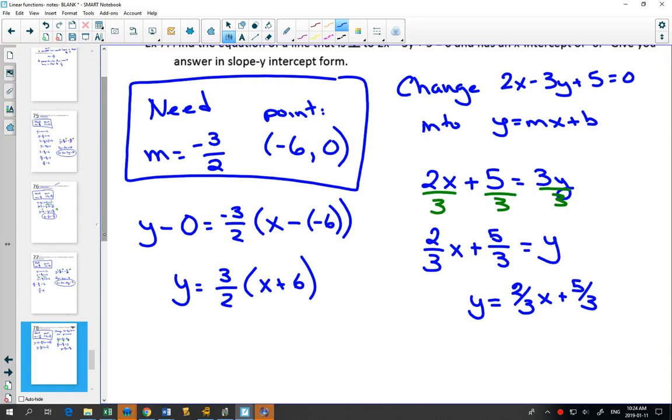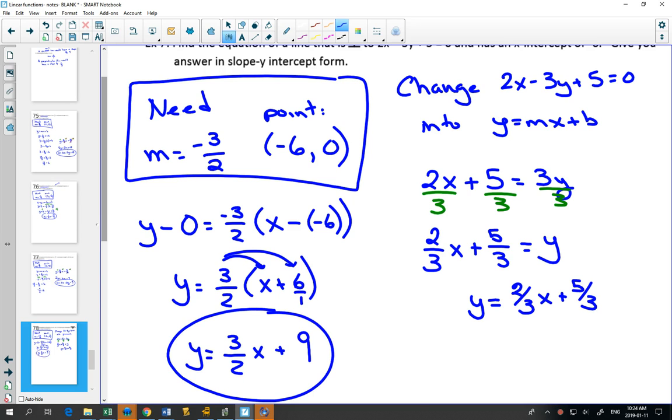If I distribute, again, you can think of 6 as 6/1. 3/2 times 6/1 will be 18/2. 18 divided by 2 is 9. And that is in slope-intercept form.